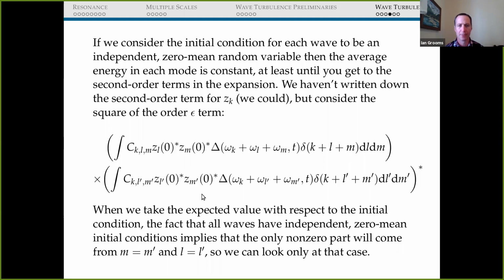So there are two terms that contribute. You have the epsilon term in the solution squared, and then the epsilon squared terms times the 0 terms. I'm looking here just at the epsilon term squared. So here's my epsilon term times its own complex conjugate. And then I'm going to take the expected value. The initial conditions are all independent. So if I have, like, ZL times ZL prime, if L and L prime are different, then the expected value of that is going to be 0 because they're independent. So the only terms that are going to contribute are the ones where L and L prime are the same, and M and M prime are the same. So I'll move to that case.